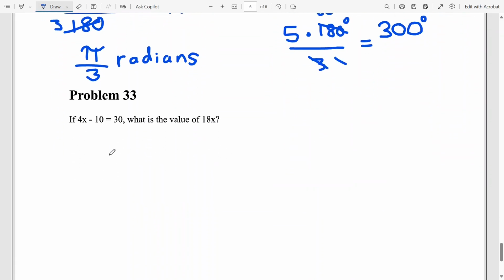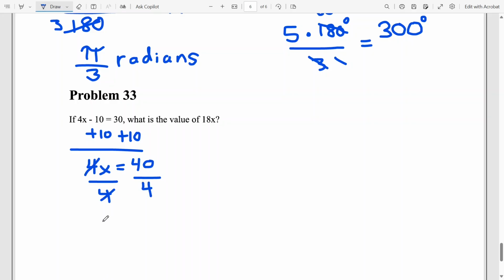All right, last one. 4x minus 10 equals 30. What is the value of 18x? Let's add 10 to both sides. And we get 4x equals 40. Divide by 4. So we get x equals 10. But we're not done yet. We have to do 18 times 10, which is 180. All right, there we go.